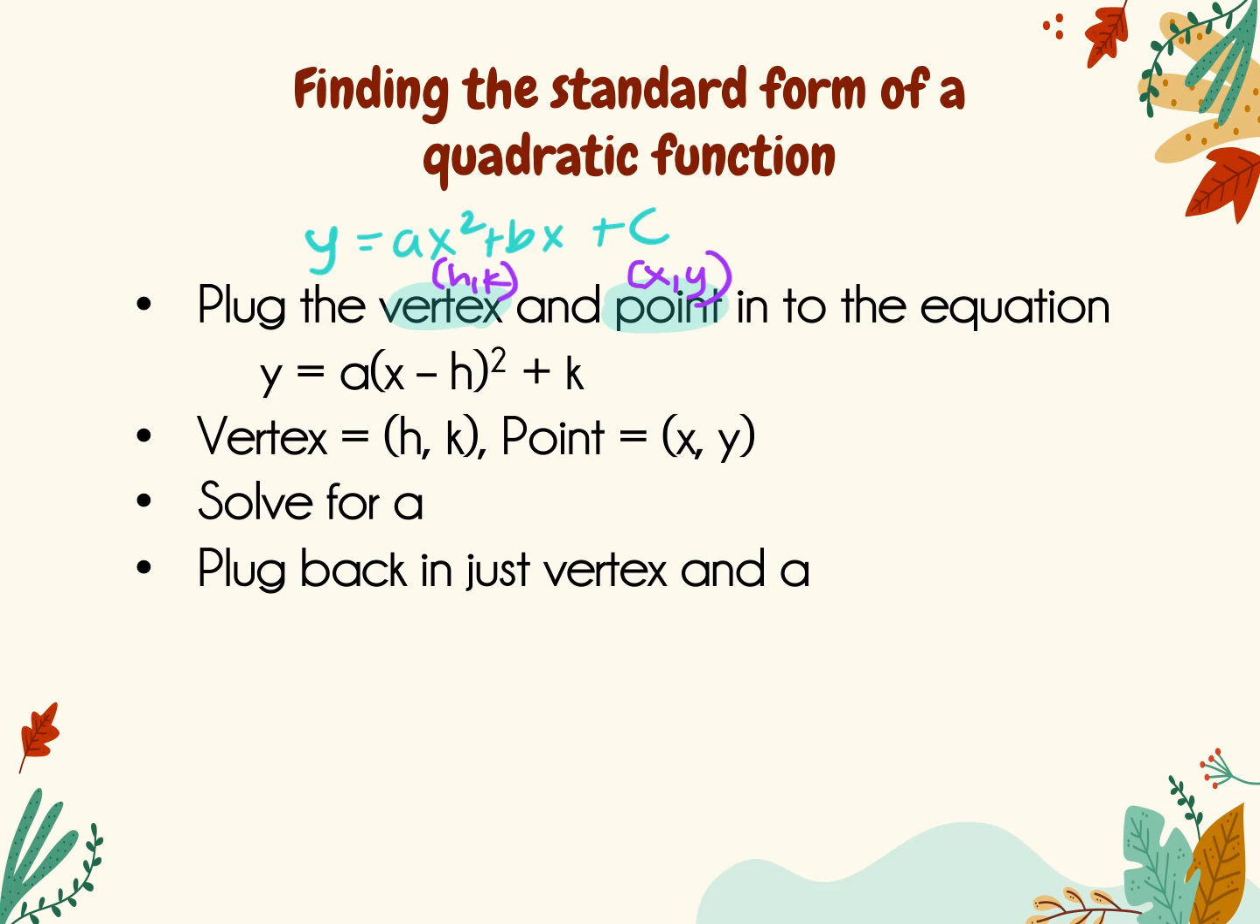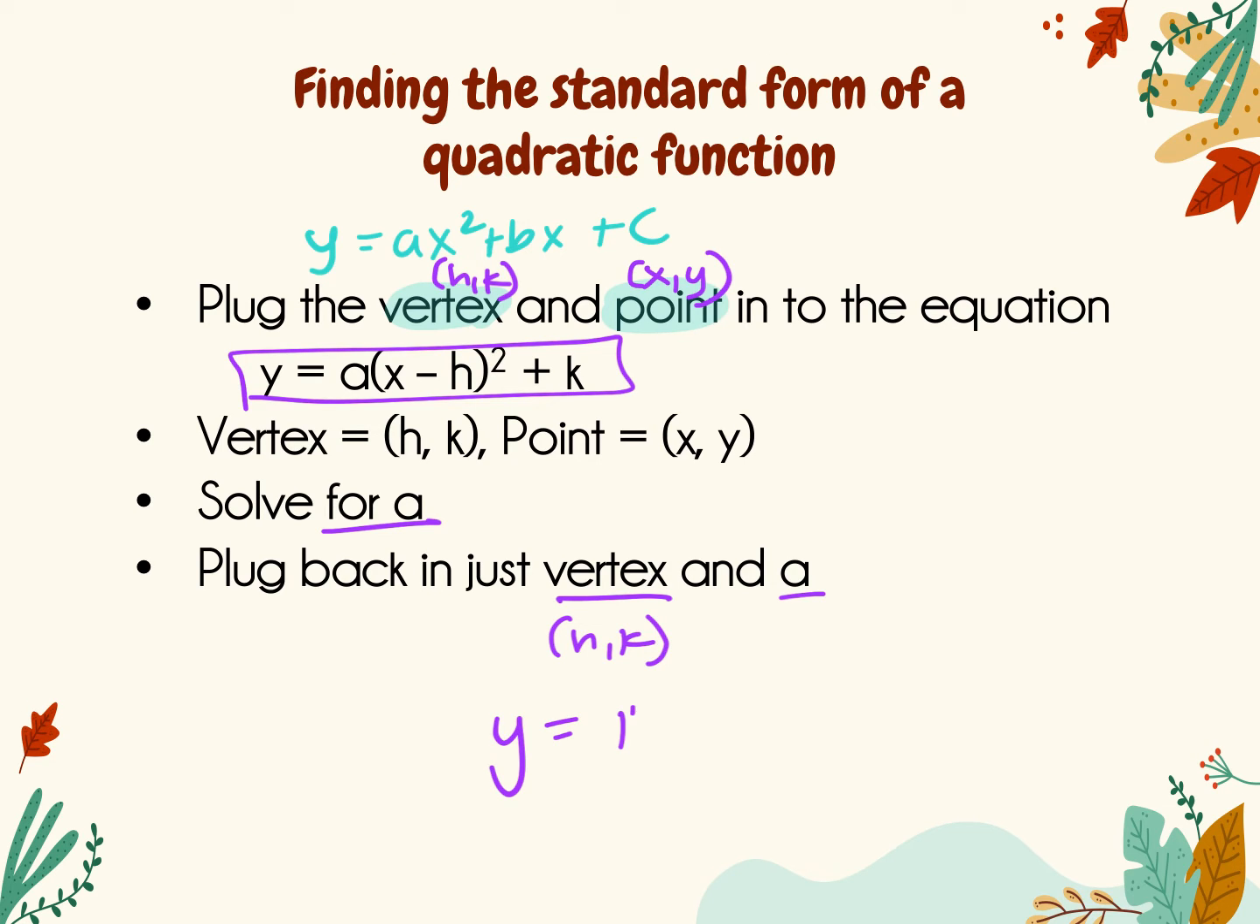You'll solve for a, and then you'll plug back into this equation the vertex, where your h, k is, and the a. So your equation at the end would be y equals, there will be a number here, x minus or plus a number, squared, plus or minus a number. So those 3 spots will be filled in at the end, okay? So again, you're just working in reverse. The most important thing here is to remember your equation, the a times x minus h squared plus k.